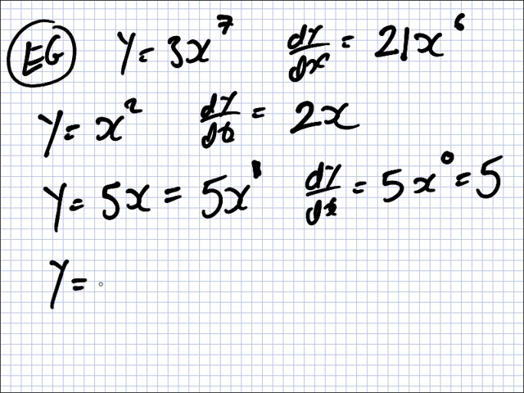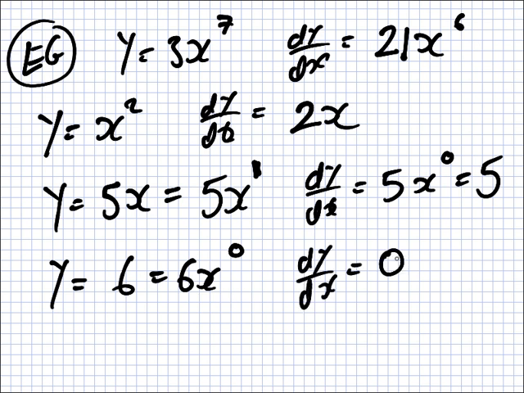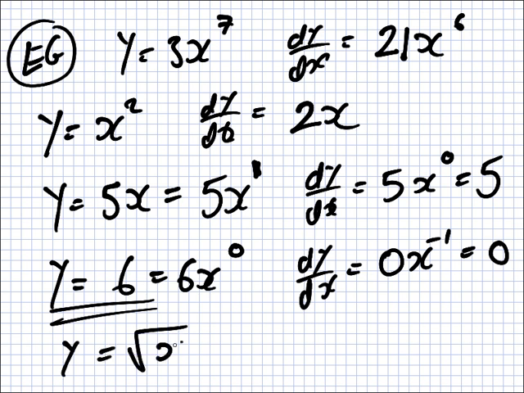What about though, now you saw an example like this last time. What about if I just had y is 6? Using our rule, we can think of 6 as being like 6x power 0. So then the derivative would become 6 times 0, which is 0x power minus 1, which is 0. In other words, constants become 0. It's a straight line. Right, what about something like this? Y equals root x. Root is a half, 1 over 2.